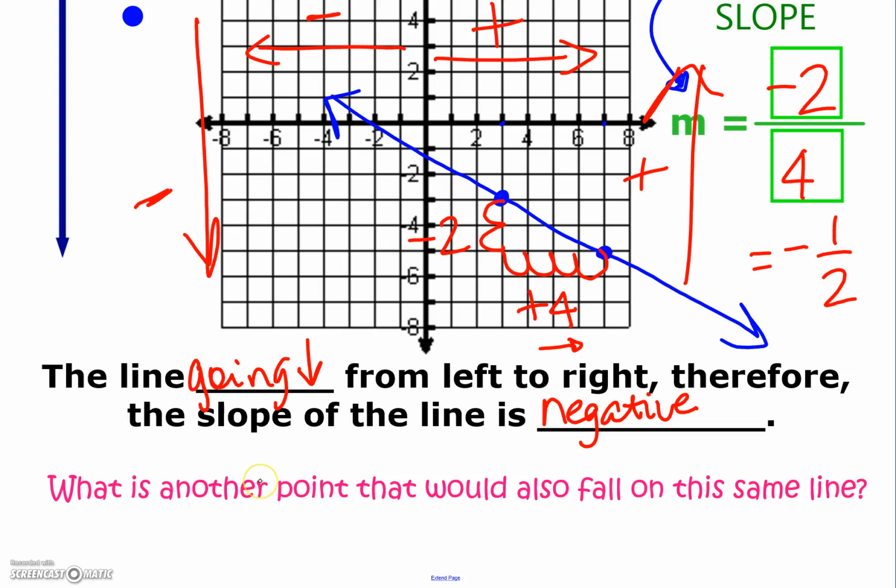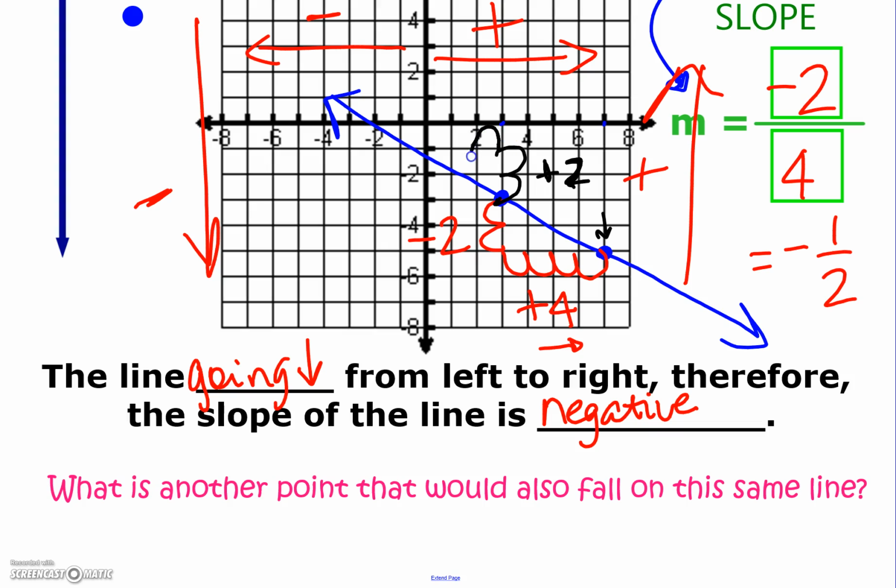And it says, again, what is another point that would also fall on the same line? So you just do exactly the same thing we just did. Choose one of the points, and continue the pattern. Now, if I chose this point right here, I would not be able to continue the pattern. So I have to choose this point, but think in opposites. If I went down 2, I'm going to have to go up 2. Plus 2. Because our line is moving to the left, we need to be opposite.